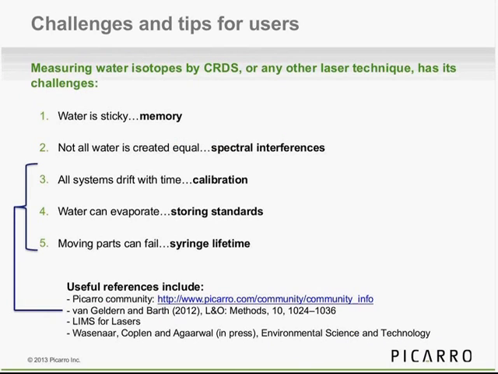Okay, so challenges and tips for users. I wanted to take a bit of time to throw up here what we know are challenges to any lab making an isotope measurement on water. This is not specific to CRDS. It's not even specific to laser techniques. It affects every way you want to measure isotopes in water. I'm just going to focus on the first two, memory and spectral interferences. I think that Len and Kai may talk about the other three, but I'm not sure for definite. There are certainly resources online about that as well. So there are other things to look at to deal with calibration, storing of standards, and syringe lifetime.